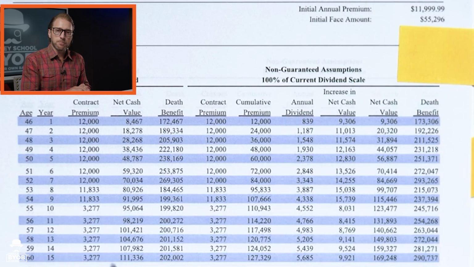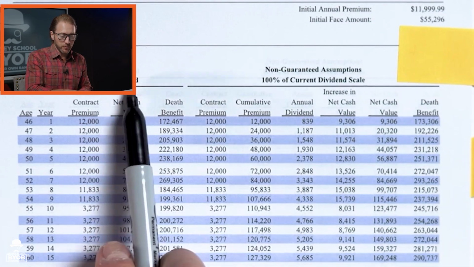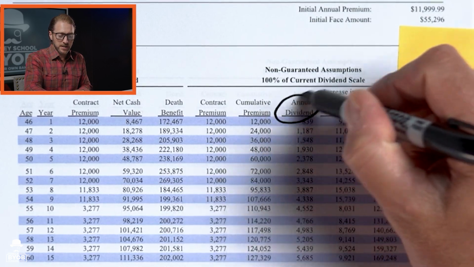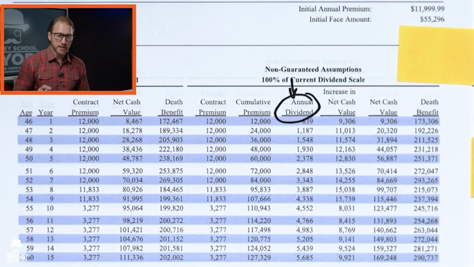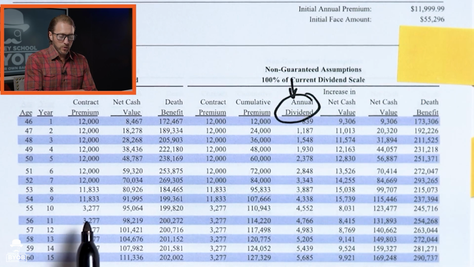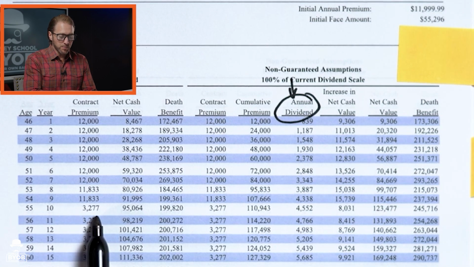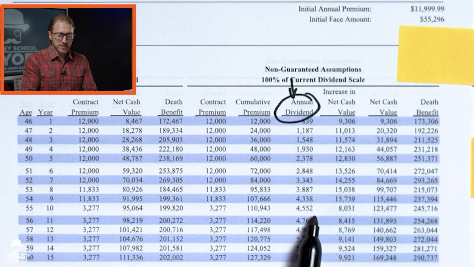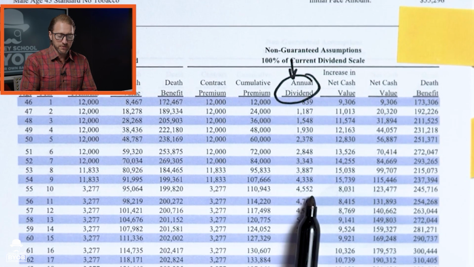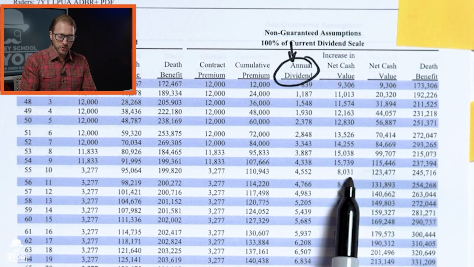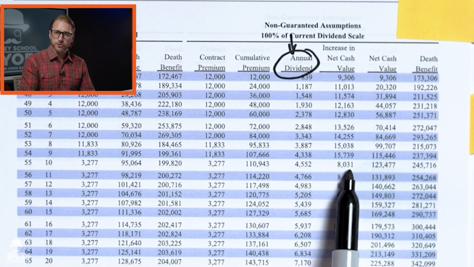And once you hit that point, like at 10 years, and I don't care if we're looking at guaranteed or non-guaranteed, again, the difference between guaranteed and non-guaranteed is the dividend. It is the only difference. So no matter what you're looking at, you're going to see that once we hit that 10th year, you're really making a lot. So here, you put in $3,277, the dividend alone would be $4,552, assuming dividends stay the same, and then your total increase in cash value, $8,031.